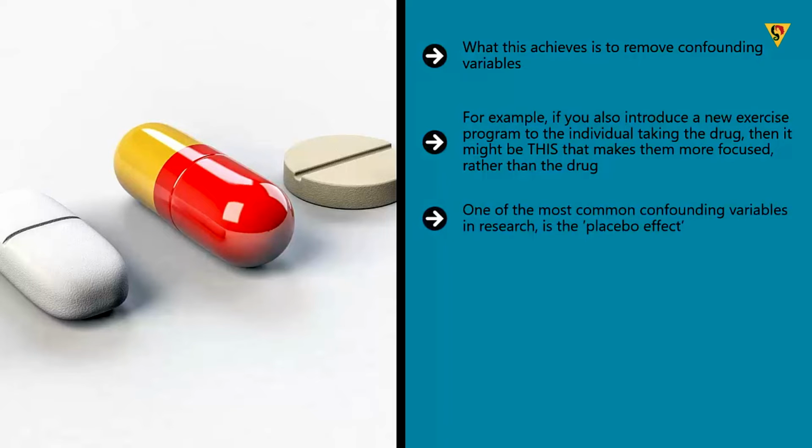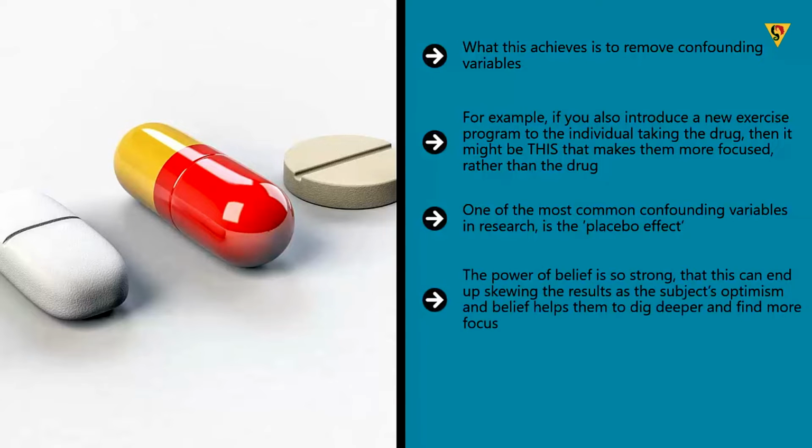One of the most common confounding variables in research is the placebo effect. This effect describes the fact that when you tell someone they're receiving a drug, they will then feel better even if the drug is just a sugar pill. The power of belief is so strong that this can end up skewing the results, as the subject's optimism and belief helps them to dig deeper and find more focus.